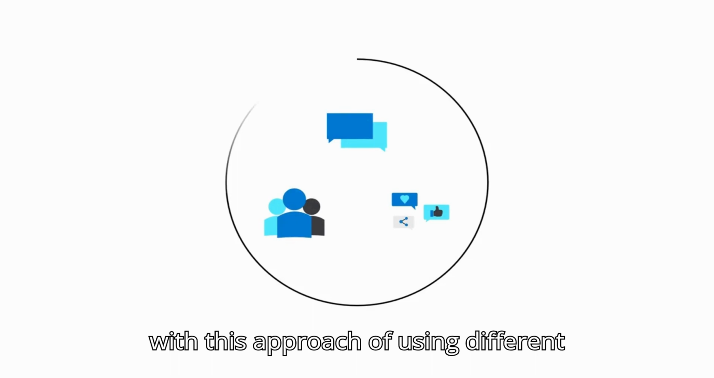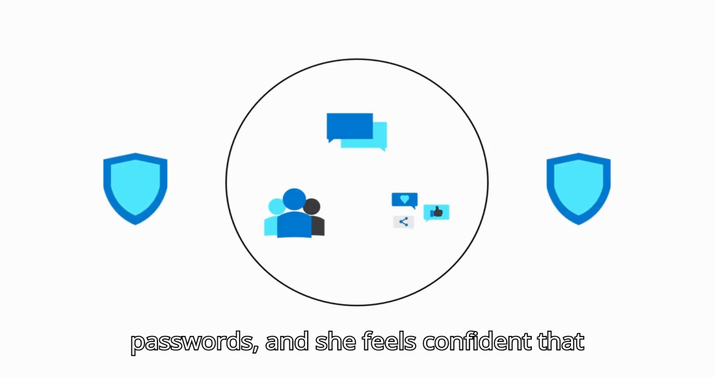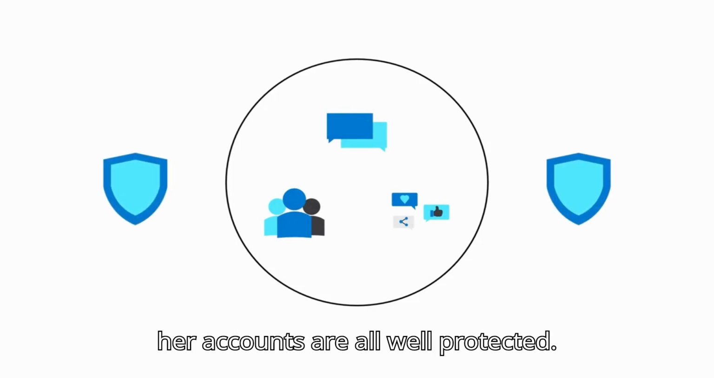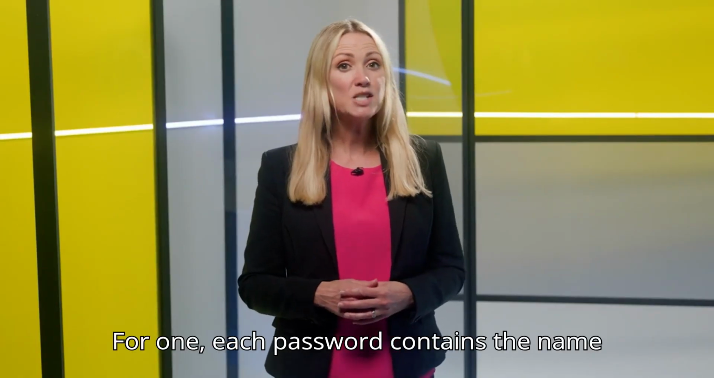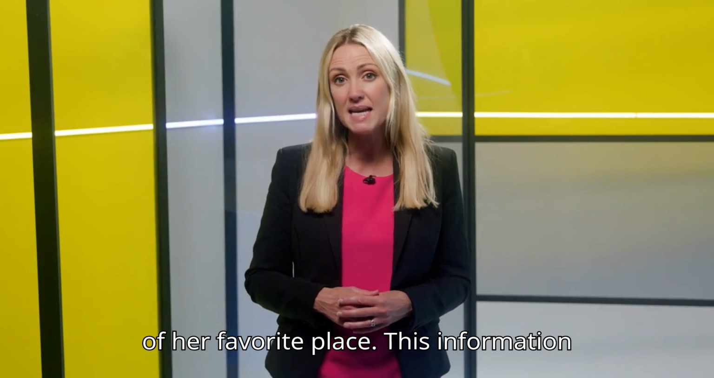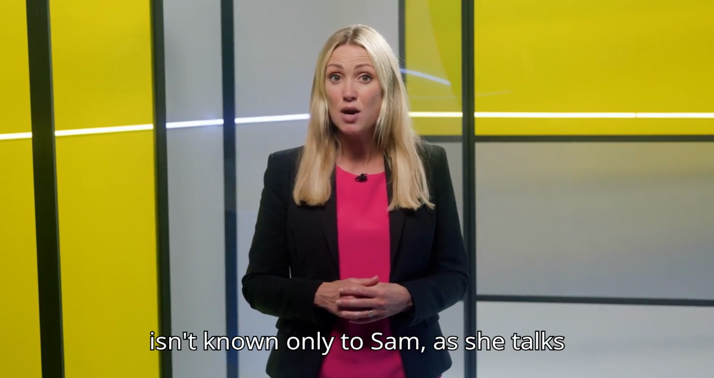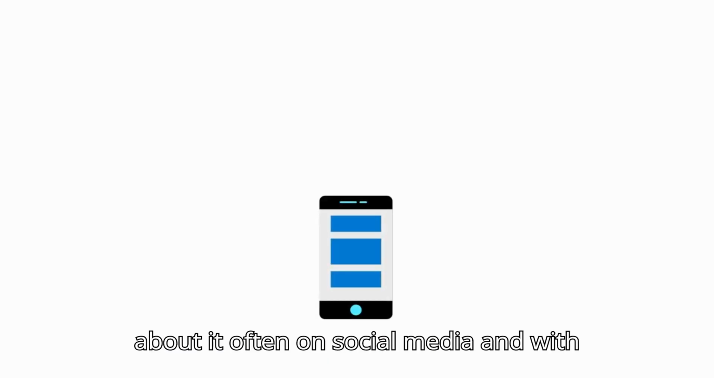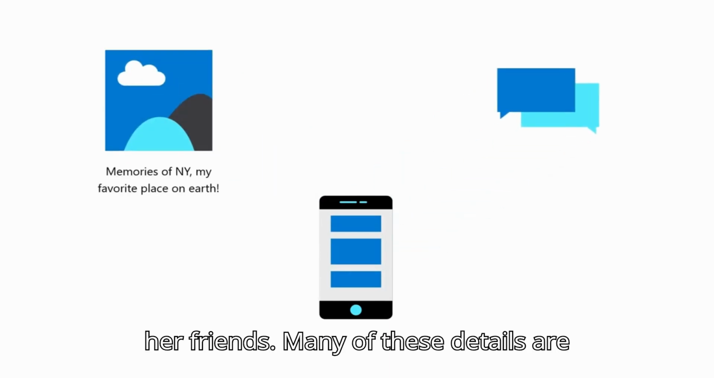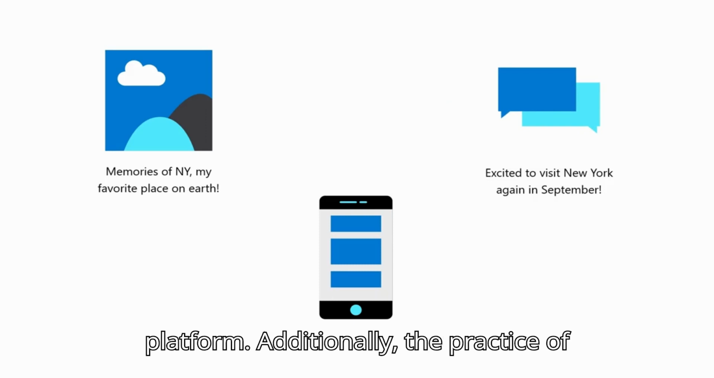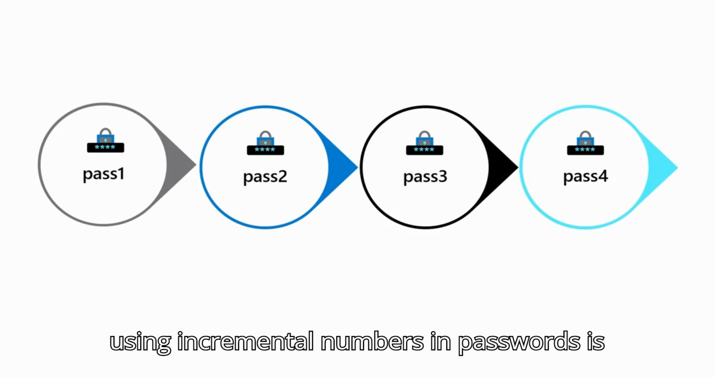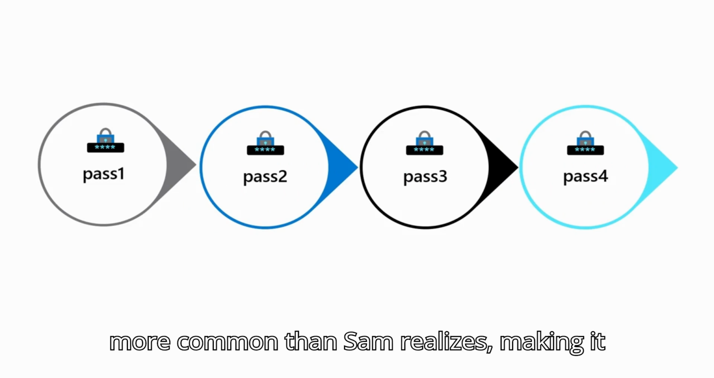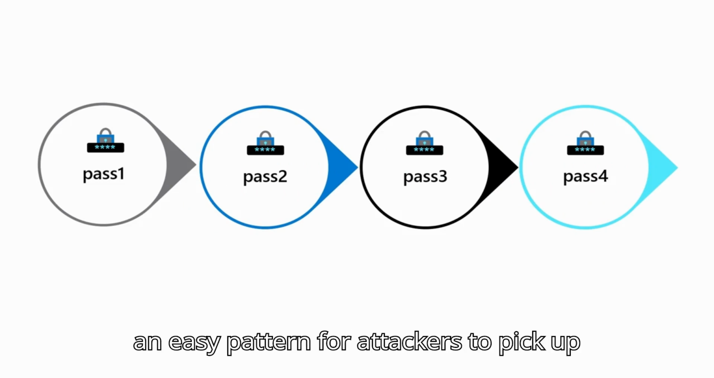Sam is happy with this approach of using different passwords, and she feels confident that her accounts are all well protected. However, there are a couple of problems. For one, each password contains the name of her favorite place. This information isn't known only to Sam, as she talks about it often on social media and with her friends. Many of these details are accessible to anyone else on the platform. Additionally, the practice of using incremental numbers in passwords is more common than Sam realizes, making it an easy pattern for attackers to pick up on.